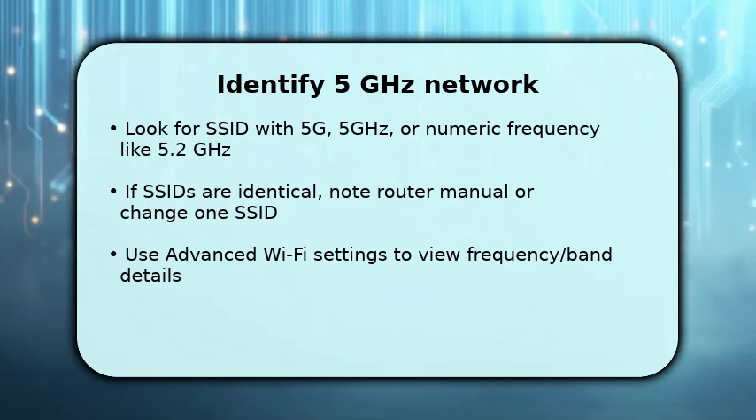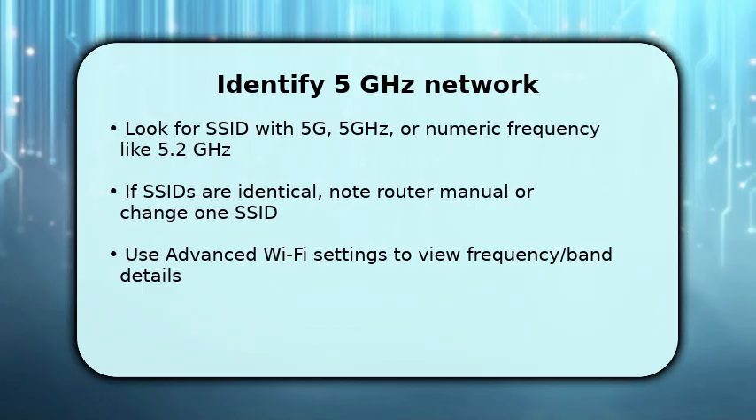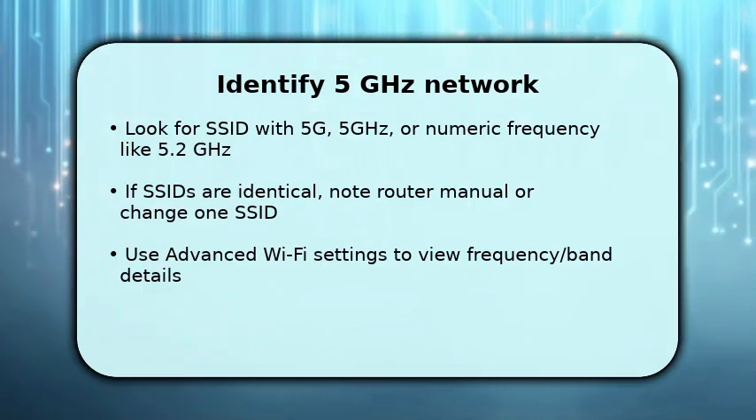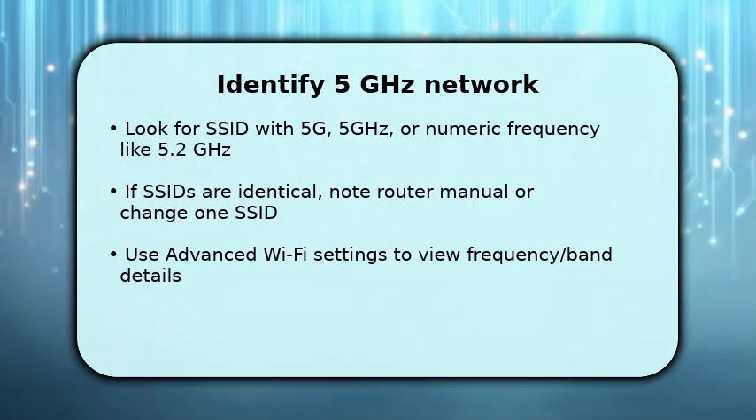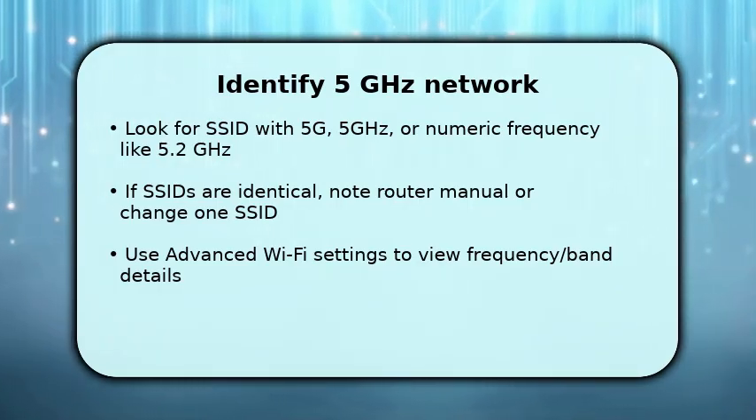If the router uses the same SSID on both bands, check Advanced Wi-Fi details to see the band or frequency for each connection. If it's ambiguous, temporarily rename one SSID in the router admin or disable the 4 GHz band.